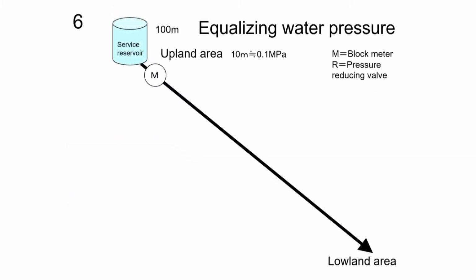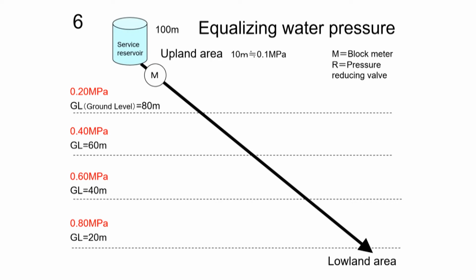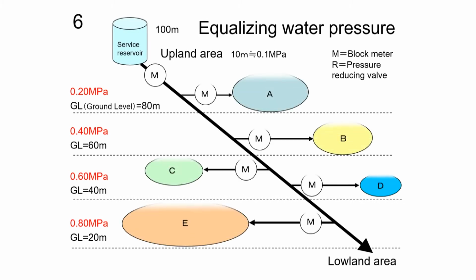Distribution blocks facilitate equalization of water pressure as well. Let's say we establish distribution blocks in an area where a service reservoir located at an elevation of 100 meters supplies to lower areas until 20 meters of elevation. First, water pressure is measured at each altitude. We then divide the area by altitude into distribution blocks so that water pressure within each block is equal.